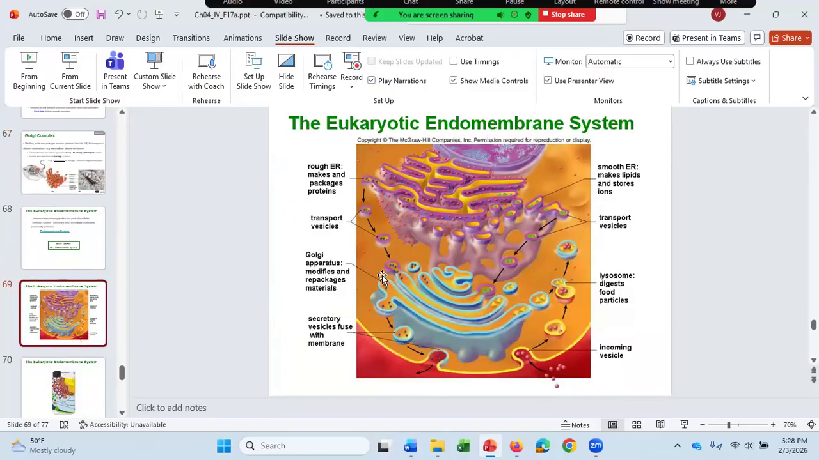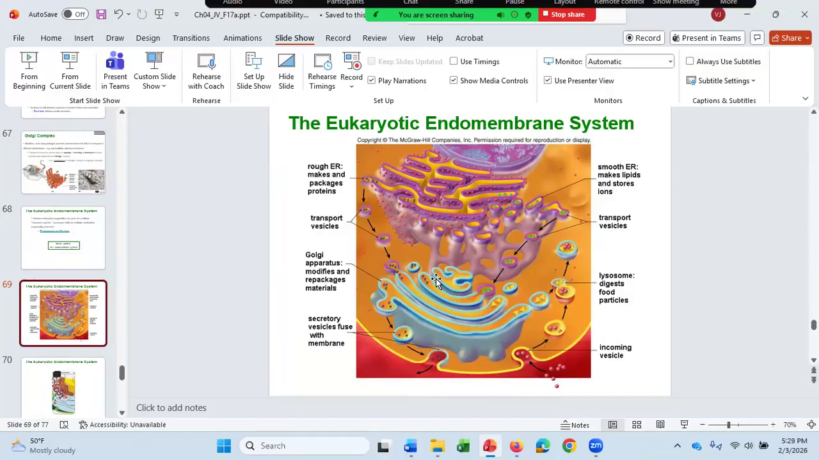and the proteins bud out of the rough ER, where a vesicle is made and buds out of the ER, and then transports that protein inside the vesicle to the Golgi apparatus. It binds to the Golgi apparatus on this side. The Golgi apparatus then modifies and may chemically change the protein.